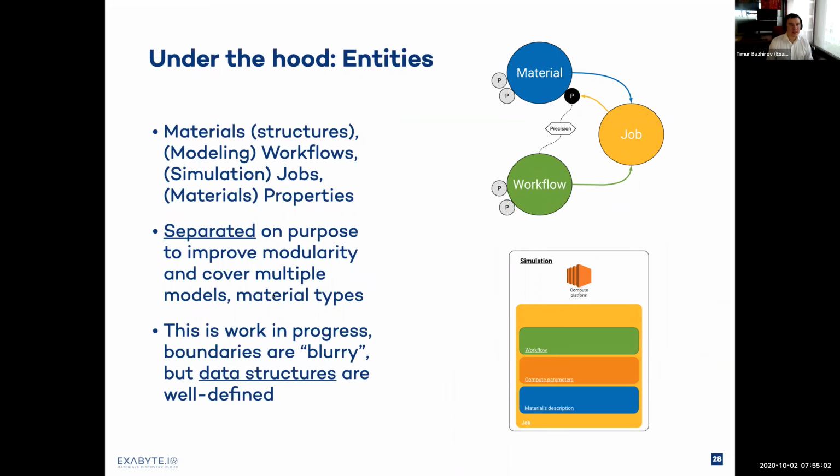Again, the three main entities that we work with in the platform are materials, workflows, and simulation jobs. And the relationship between them can be summarized through this diagram. The material and the workflow together form a calculation job, and each of them have a set of properties that can either be present before we execute the job or after. So it could be either descriptive properties or characteristic properties after we do the calculations.